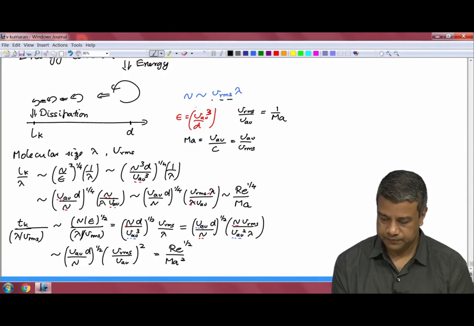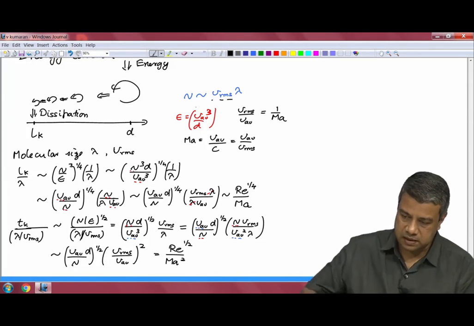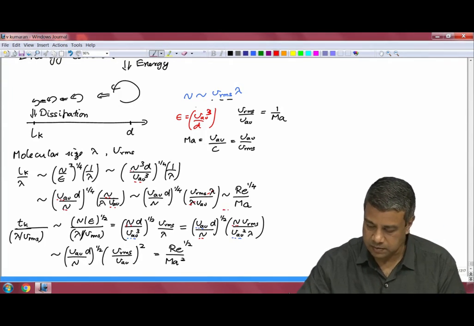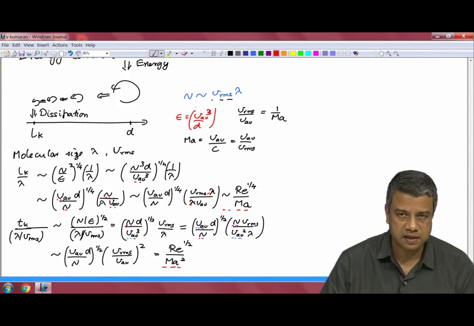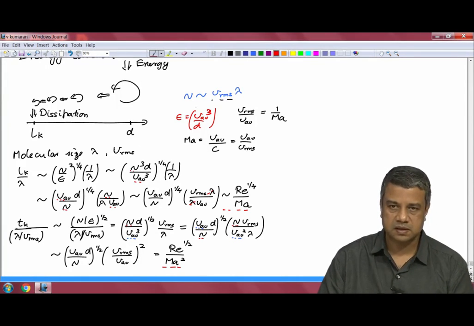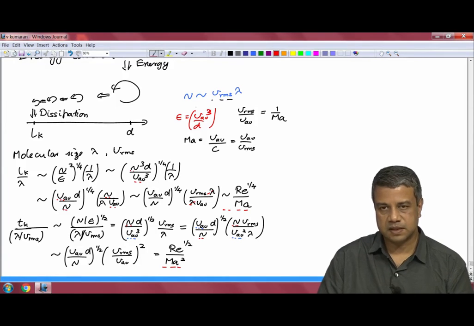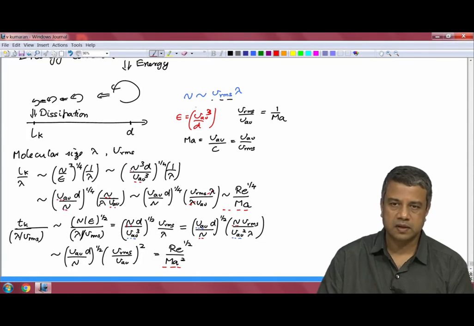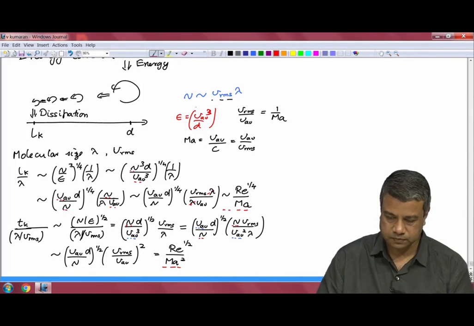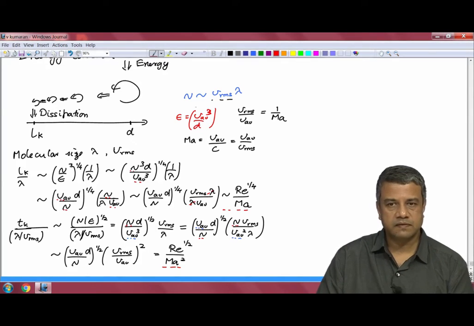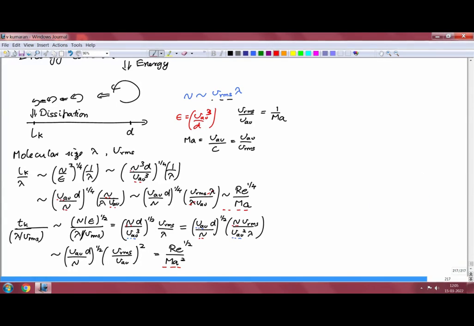So, I just went through this calculation to show you that turbulence can always be described by the continuum approximation, because the length and time scales are always much larger than the length and time scales for the motion of the molecules. So, this is a brief description of turbulence, a general description of the structure of turbulence.